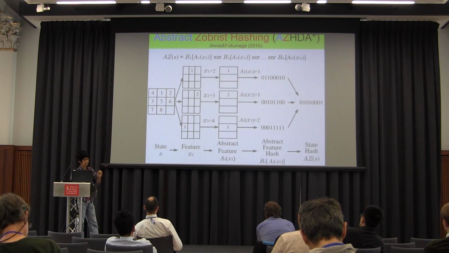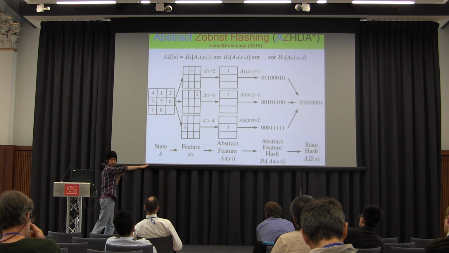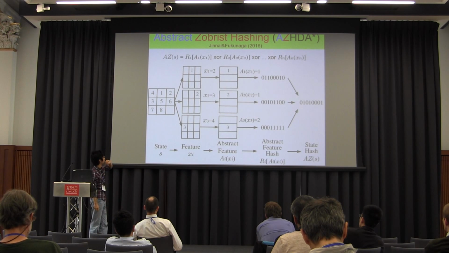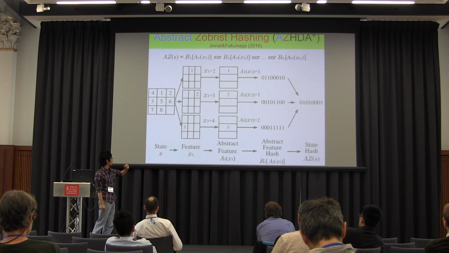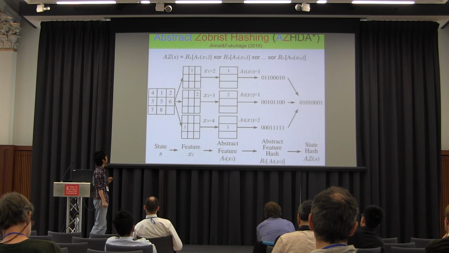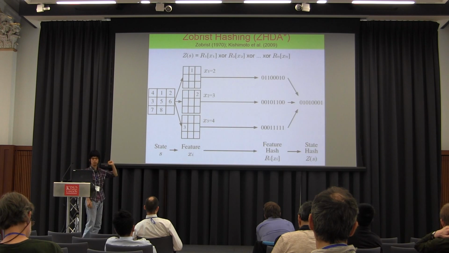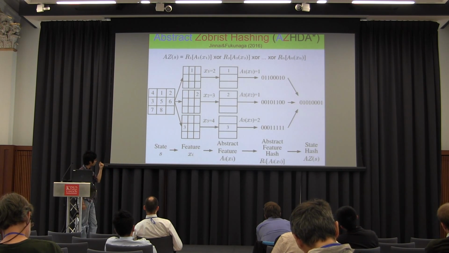I guess it's better to show the example in the puzzle. So state is again represented as a set of features, and this time we project features into abstract features. For each abstract feature, we have an abstract feature hash value, and by XORing these values, we get a state hash value. Comparing to Zobrist hashing, while Zobrist hashing uses raw features as an input, abstract Zobrist hashing uses abstract features as an input for the Zobrist hashing.